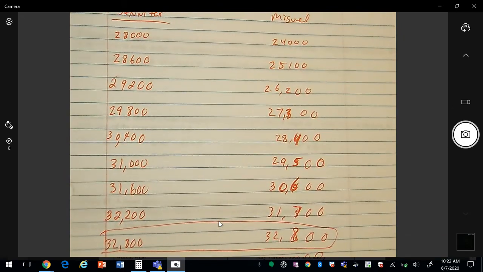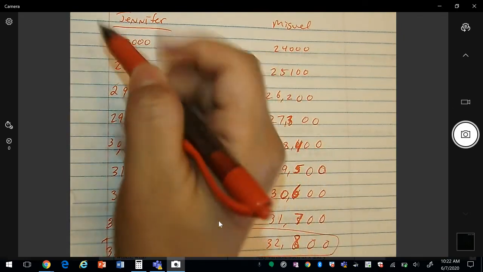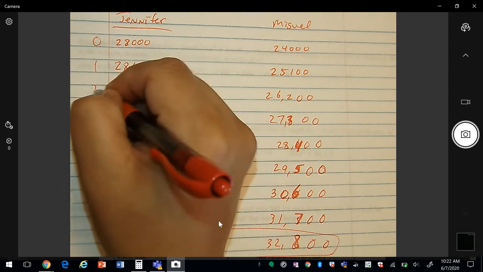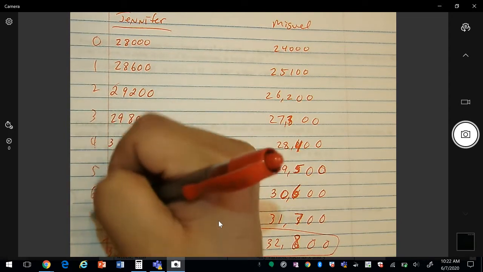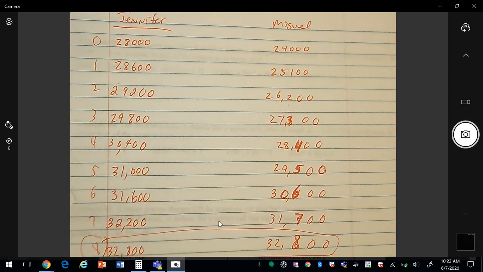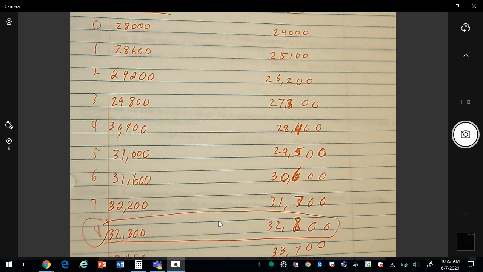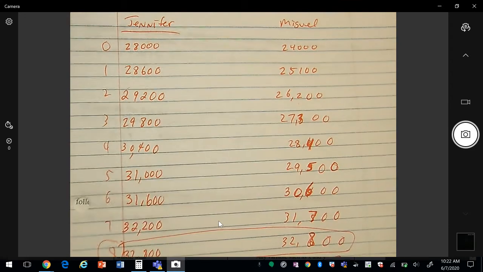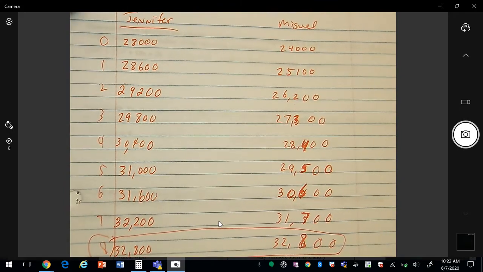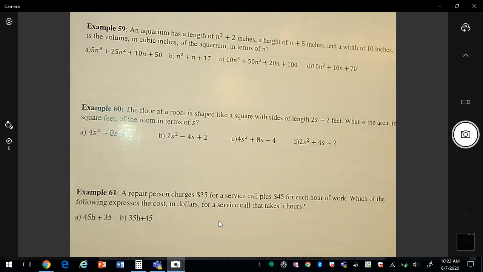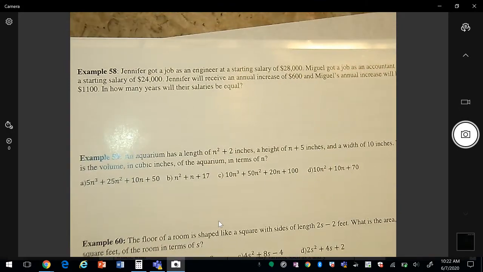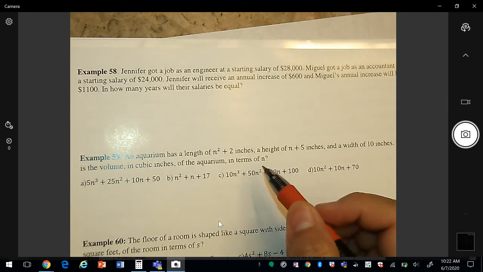Okay, so how many years pass by? Well, when you start a year, we start with time 0. So that would be in the 8th year is when they're going to make the same salary. Okay, so you don't have to use a mathematical equation. You can just do something like this. But notice how quicker using a mathematical formula would make this.